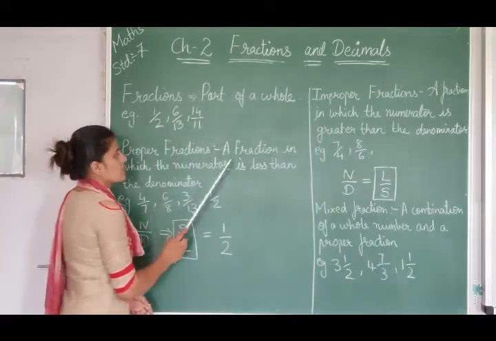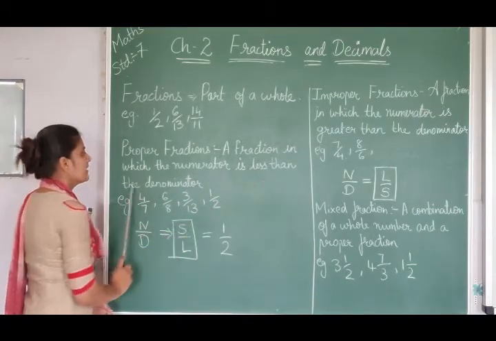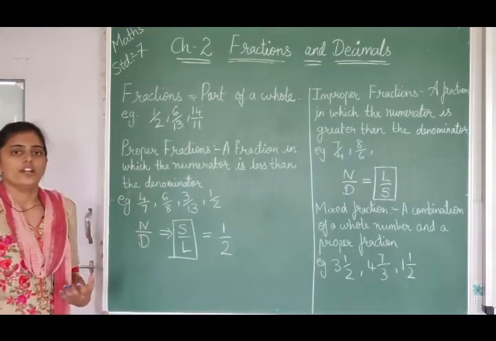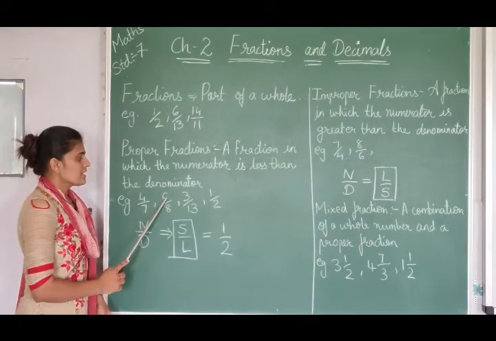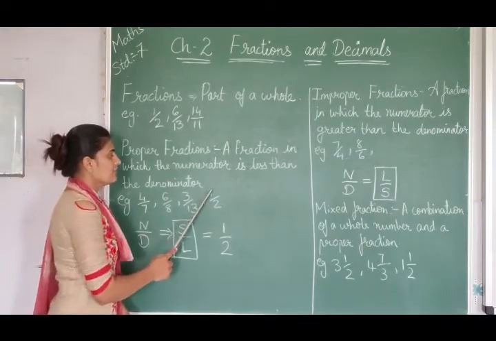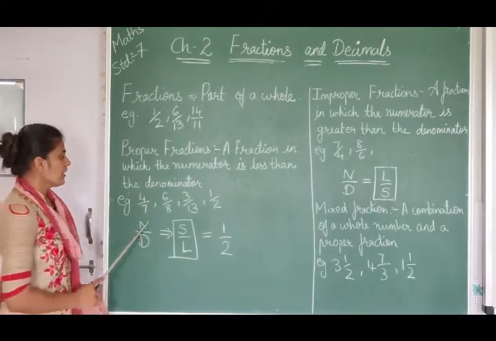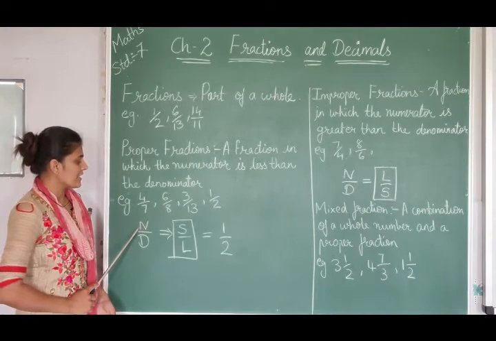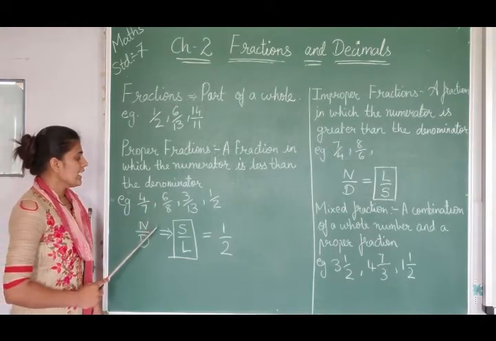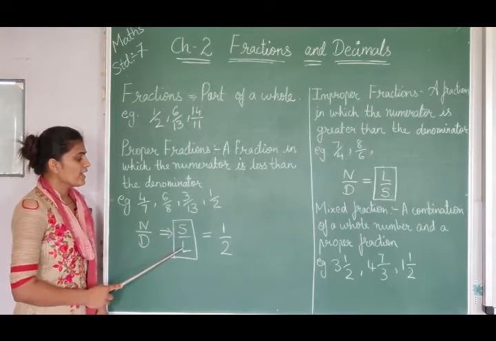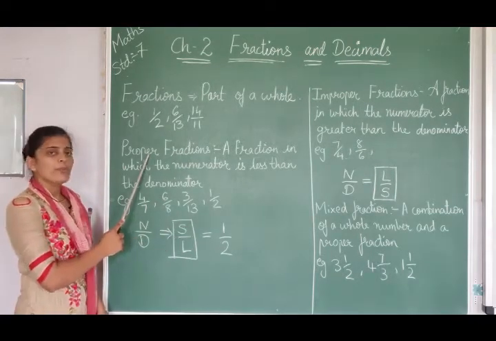Proper fractions. A fraction in which the numerator is less than the denominator is called a proper fraction. Example 4 by 7, 6 by 8, 3 by 13, 1 by 2. So for remembering, we can write these fractions as numerator by denominator, means n by d. That can be written as small by large. So if the numerator is smaller, then it is a proper fraction.